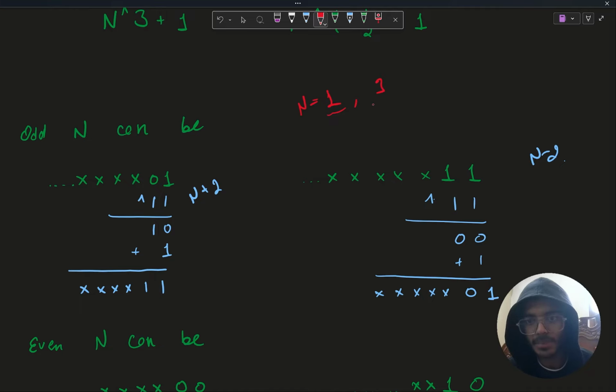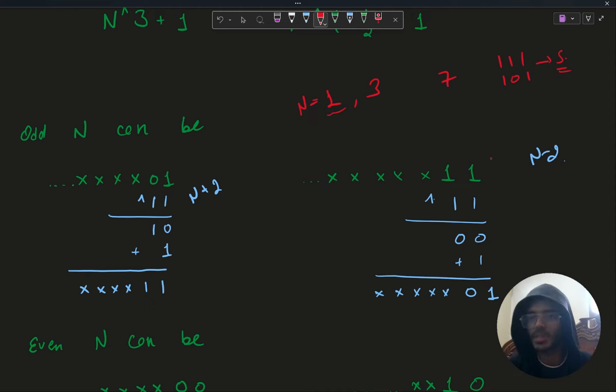Or if n is equal to 3, we can apply the operation and we'll get n minus 2, and we'll simply get 1, right? Now, if n is any other odd number, let's say n is 7, what will happen if we apply the operation? It is 1, 1, 1. If we apply the operation once, the XOR will become 1, 0, 0, and then it will become 1, 0, 1. So it will become 5, right?